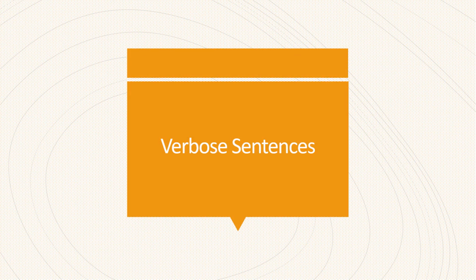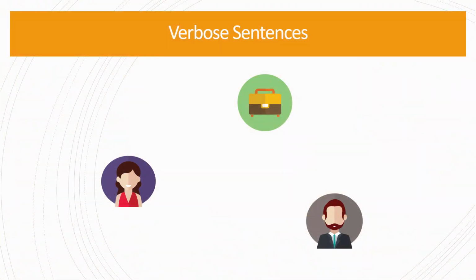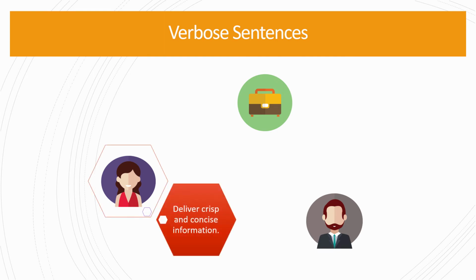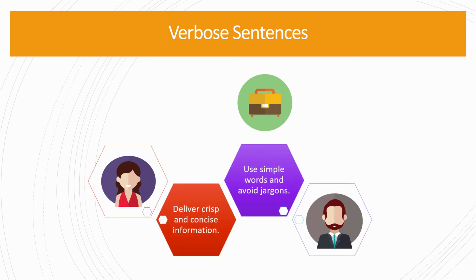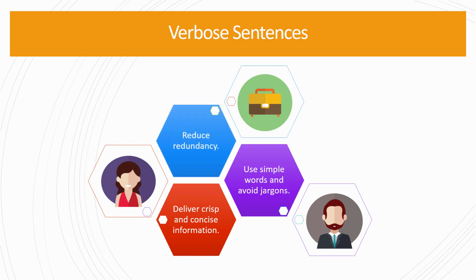Next, we will discuss how to avoid verbose sentences. For that, you need to keep three things in mind. Deliver crisp and concise information. Use simple words and avoid jargon. And finally, try your best to reduce redundancy.